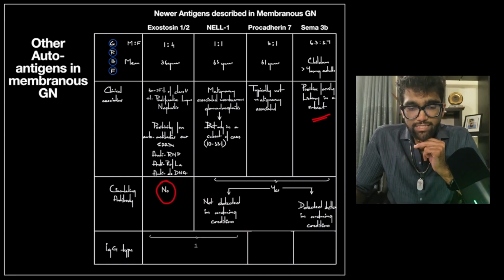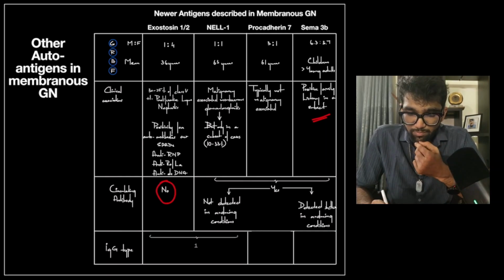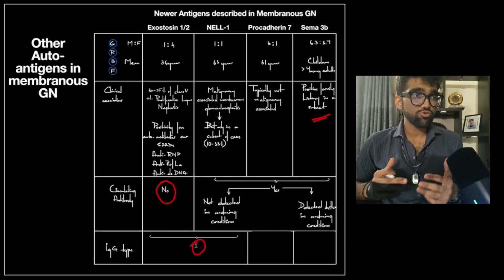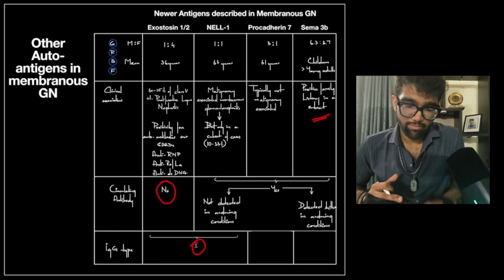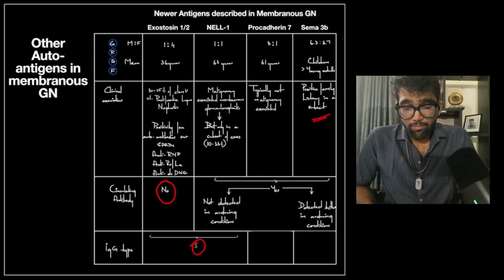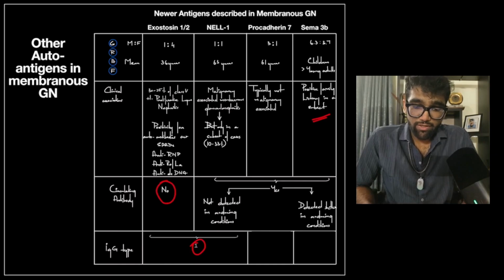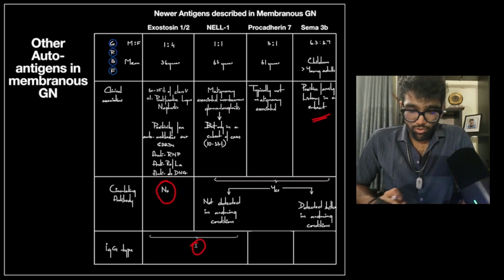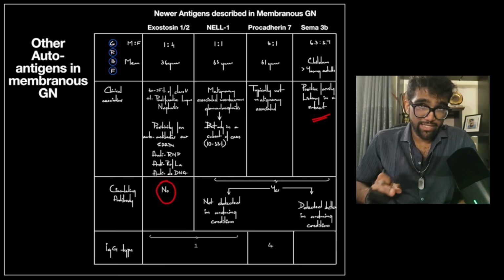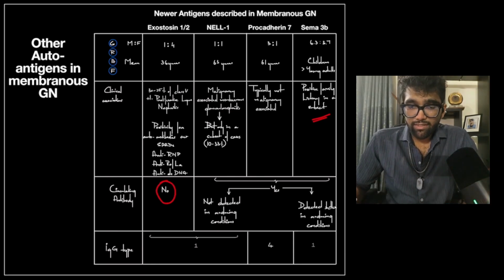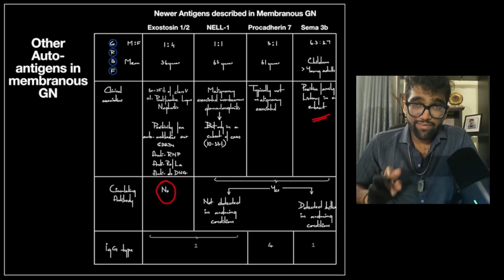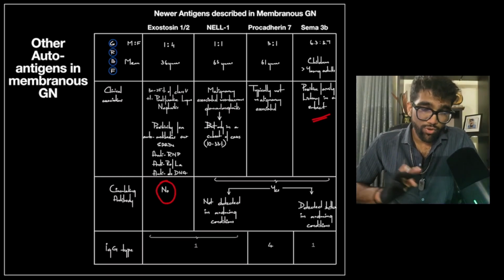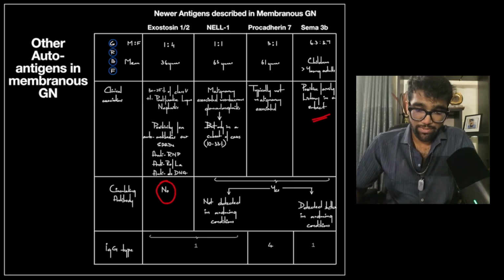Now, IgG subtype, exhaustion 1 and 2 as well as NEL1 are IgG1. Now, please remember that the most commonly described antibodies in membranous, that is your phospholipase A2 receptor and thrombospondin 7 domain containing 7A, are IgG4. Okay, this is IgG1. Now, procalcitonin 7 is again IgG4. Okay, and semaphorin 3B are IgG1. So, of the new antibodies, only one is an IgG4. Of the old antibodies, both were IgG4. Okay.